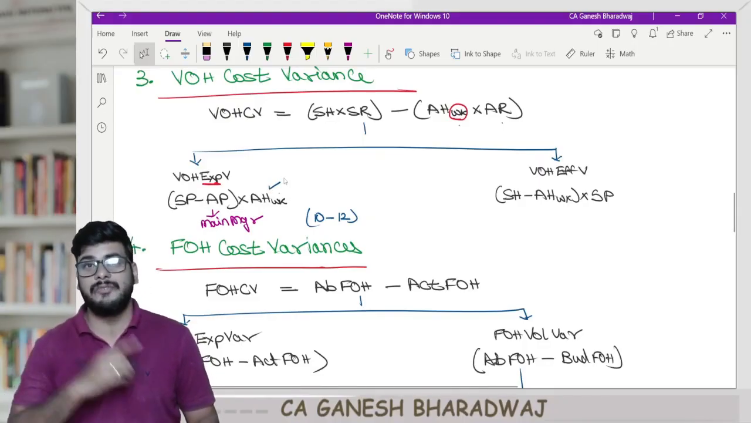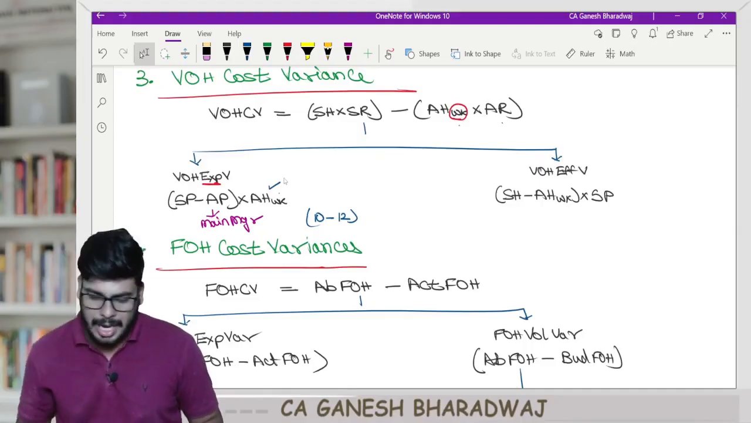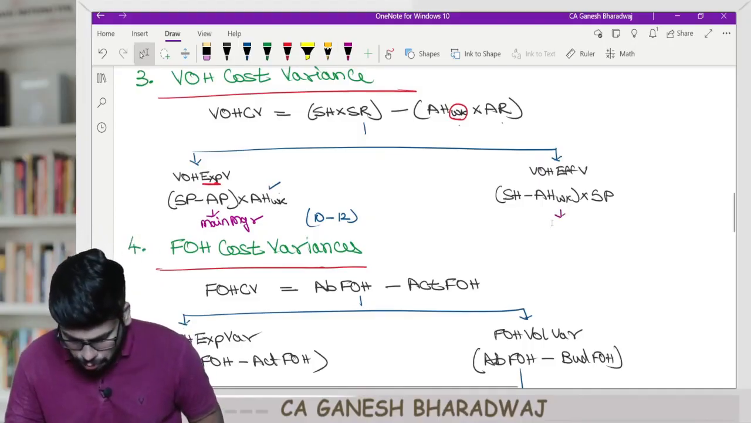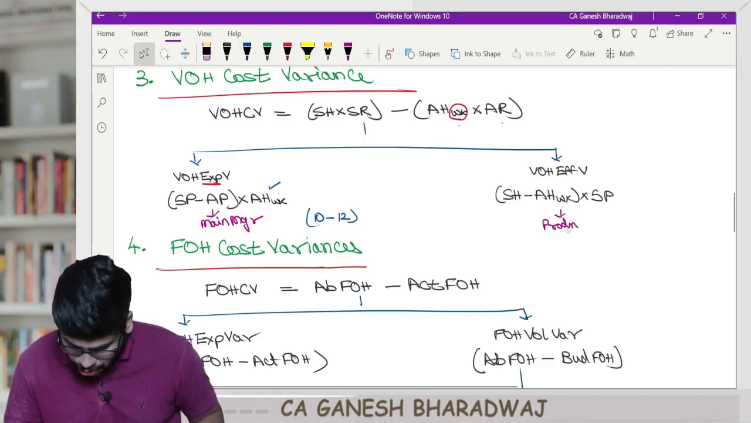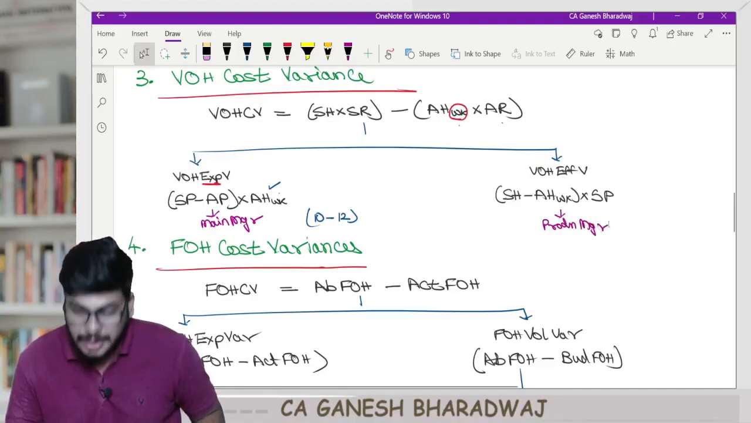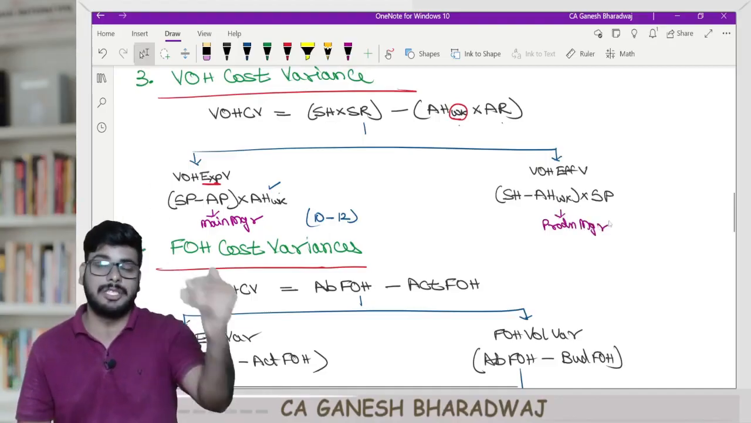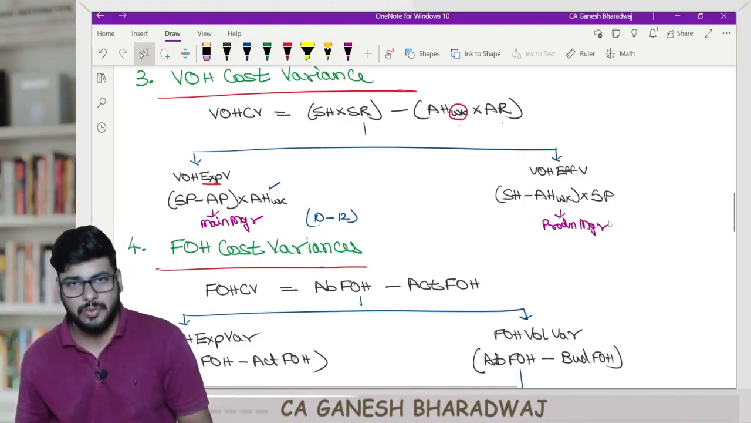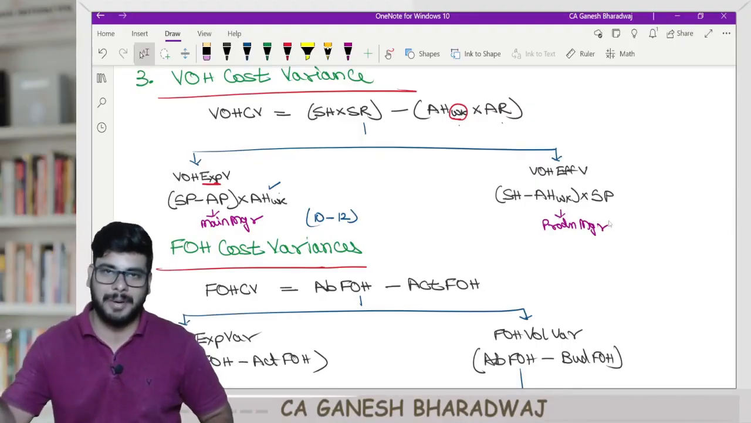On the other hand, you have variable overhead efficiency variance. Efficiency variance is the responsibility of whom? Again, the same guy, the production manager. So here what comes in, guys? Here it's going to be standard hours, the hours that you should have spent, minus actual hours worked, the whole into standard price. Are you clear with this?